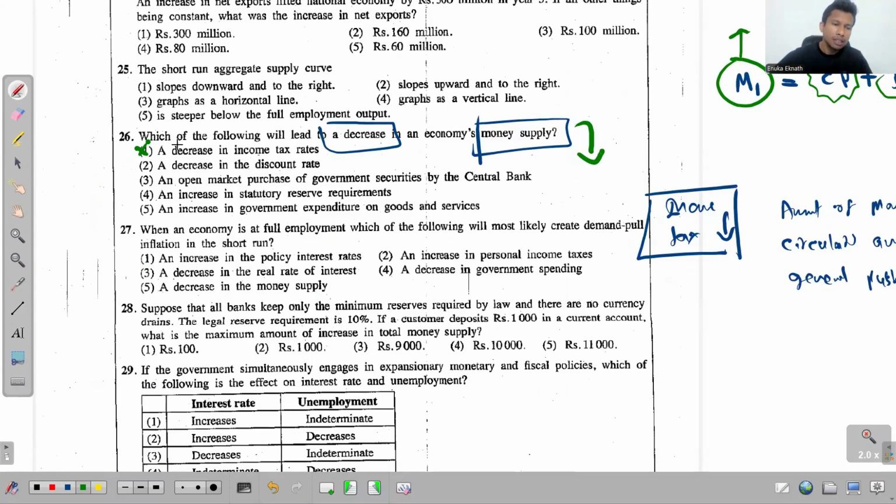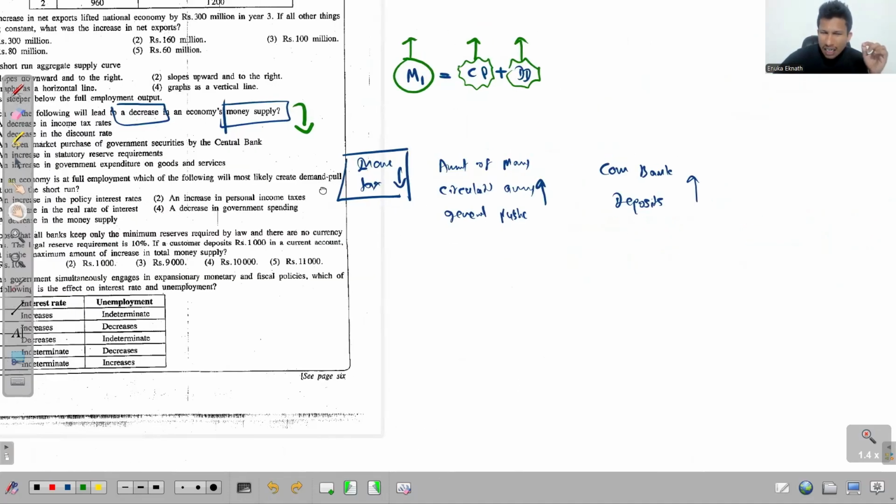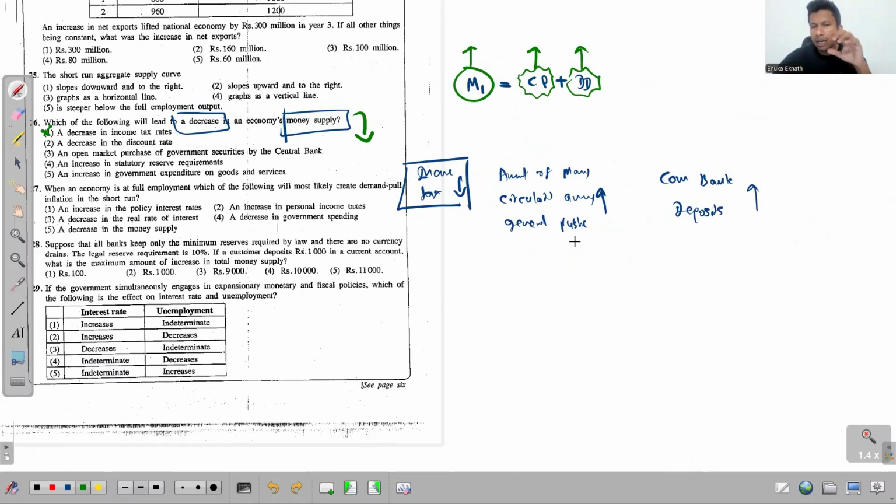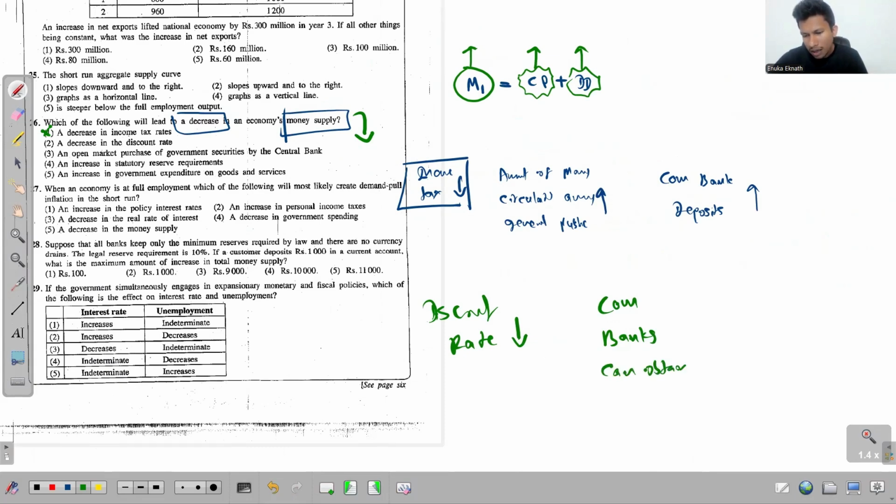Second one says decrease in discount rate. What is this discount rate? This is the rate applicable when commercial banks obtain loans from the central bank. So what happens to the discount rate? Discount rate decreases so that the commercial banks can obtain loans from the central bank at a lower cost. They can obtain more and more loans from the central bank.